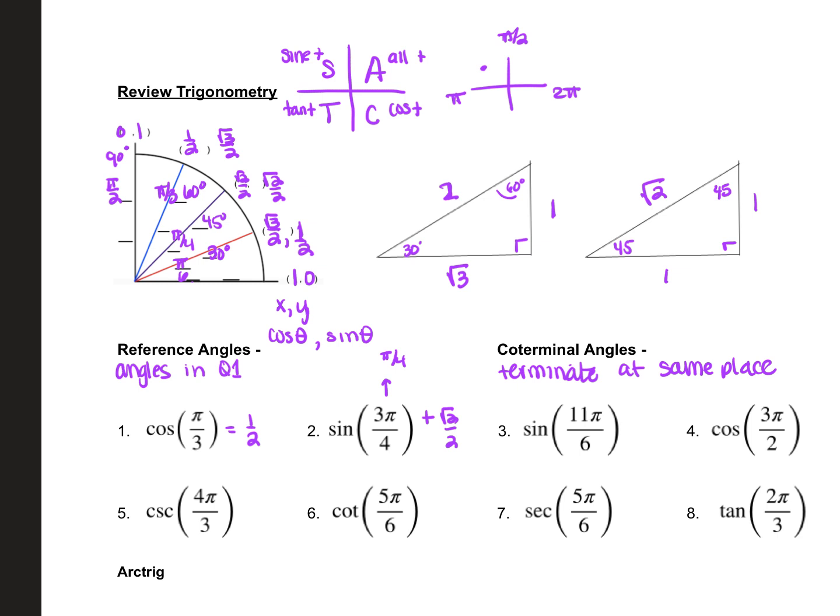Sine of 11 pi over 6, its reference angle is going to be pi over 6. Sine of pi over 6 is the same thing as sine of 30, so 1/2. But 11 pi over 6 is almost 2 pi. It's over in the fourth quadrant, so it gets a negative. Cosine of 3 pi over 2. Directly down on the y-axis is 0.